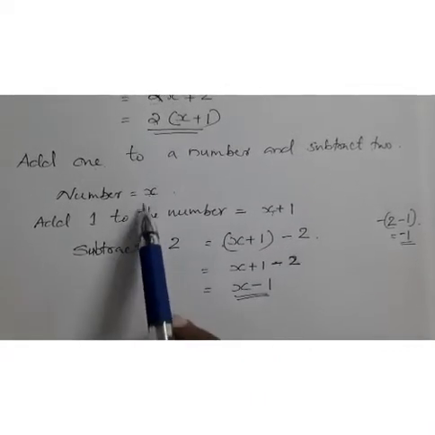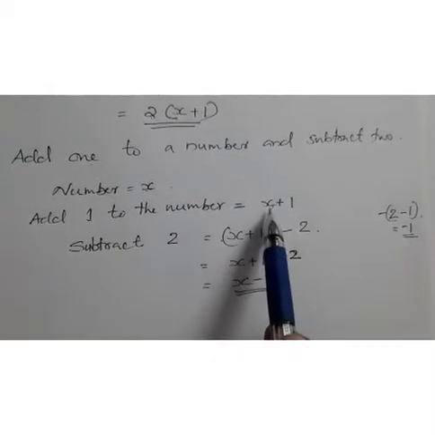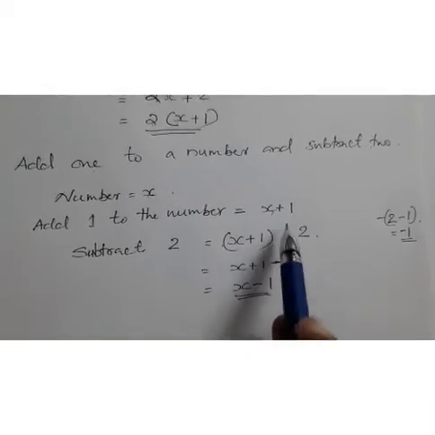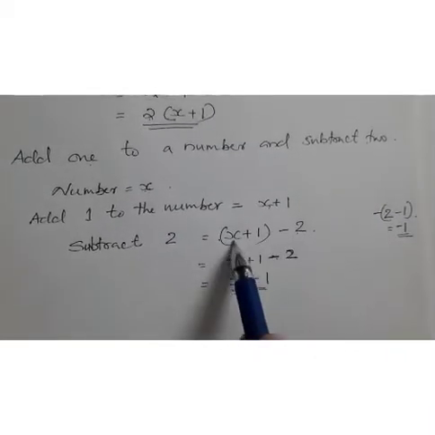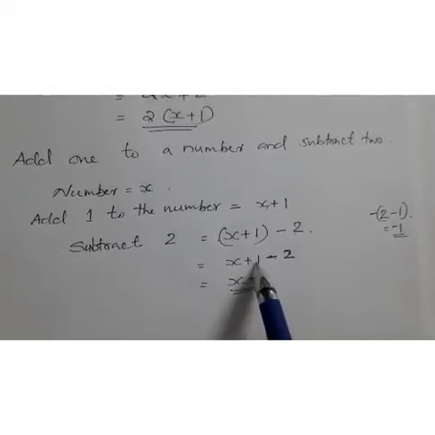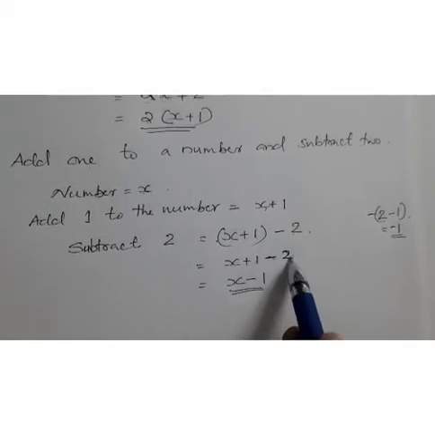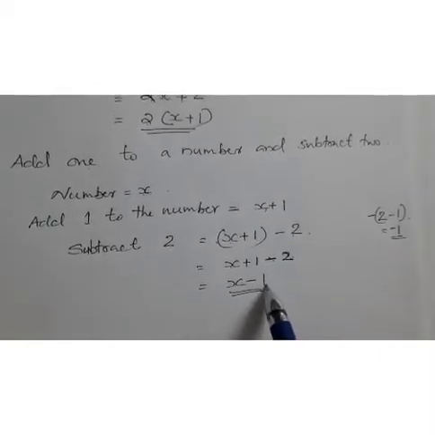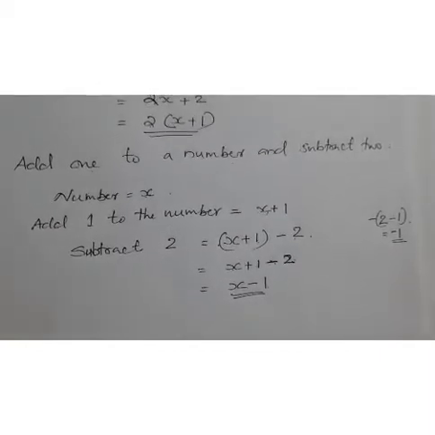See again, the number is x, 1 is added, you will get x plus 1. Then you have to subtract 2. So x plus 1 minus 2. Remove the bracket, x plus 1 minus 2 you will get. And 1 minus 2 means it is minus 1. So x minus 1 is the answer.